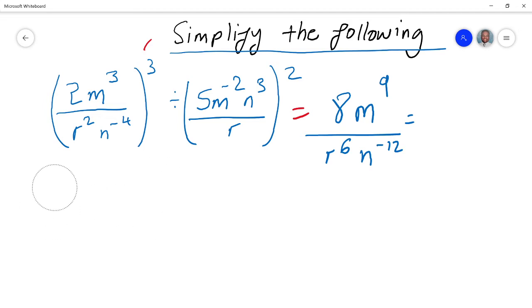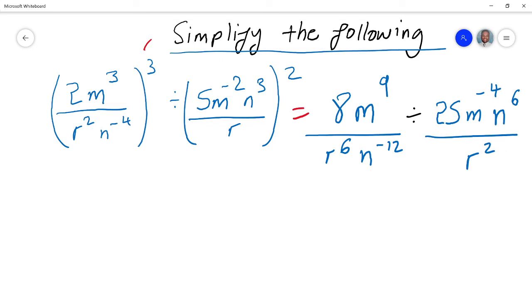Now let's look at the division. So we put a division there. 5 m to the power negative 2 n to the power 3 over r, the whole thing squared. So that's 5 squared, which is 25. M to the power negative 2 to the power 2 is m to the power negative 4. And n to the power 3 to the power 2 is 3 times 2, n to the power 6. We're just multiplying. And that's going to be r squared. So we have now expanded what was in the brackets to the power.